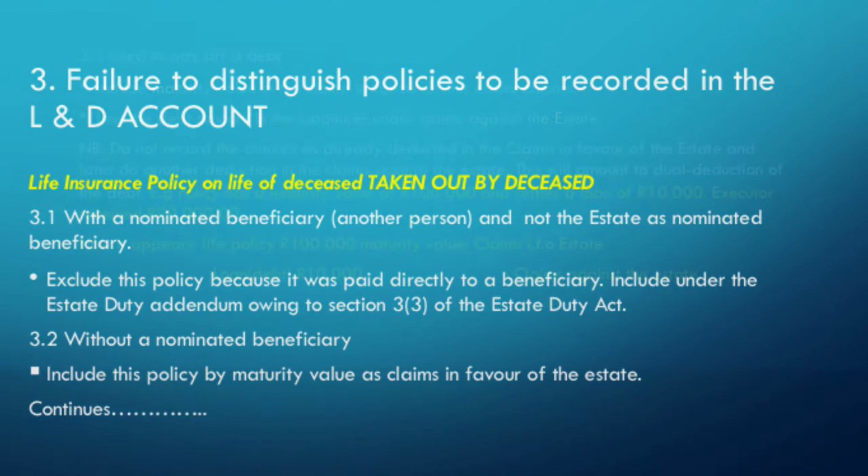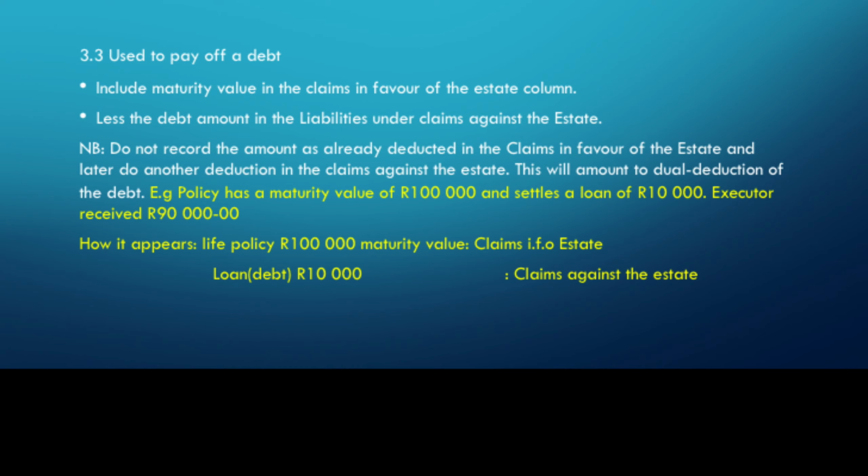Now, number 3. This is a policy that is used to pay off a debt. So, what do we do about this policy? You must include this policy by its maturity value in the claims in favor of the estate column.